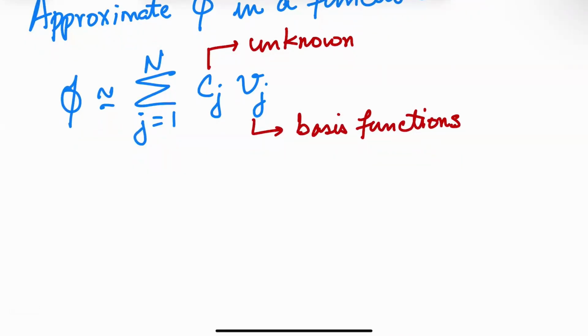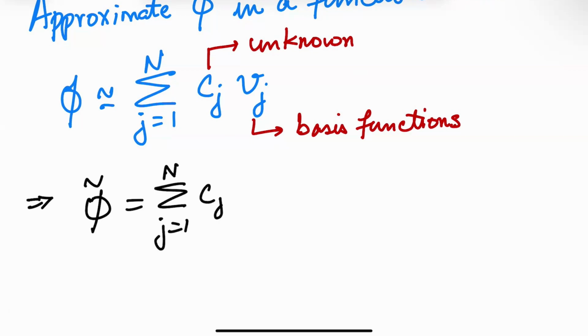In that case, I will define phi tilde as this exact value. So when I do this summation, I get some quantity which is not exactly phi, it's some other phi tilde. Right? So I can also write this summation as vector v times vector c.